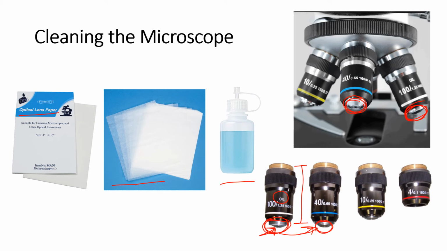So you take a piece of lens paper, put a couple of drops of lens cleaner on it, and just rub it over the lens. You don't have to worry about scratching the lens because this paper is specially made to not scratch the lenses. Another thing you may want to pay attention to is if a student is very messy and uses too much oil, oil might get on the stage. And if oil has gotten on the stage, then you need to use the lens paper and the lens cleaner to clean the stage also.